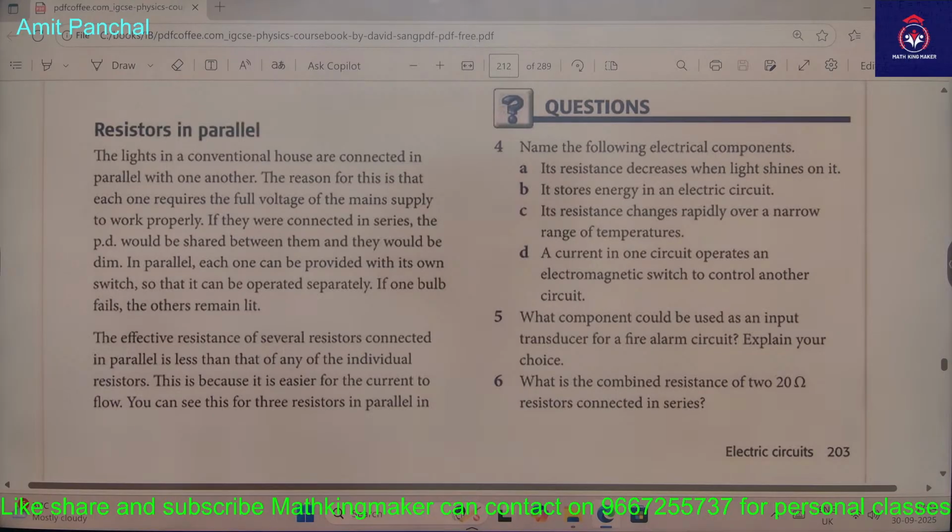What is the combined resistance of two 20 ohm resistors connected in series? 40 ohm. 40 ohm, yeah, right. Very good.